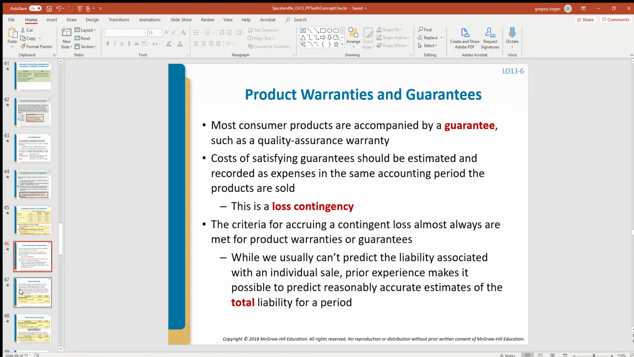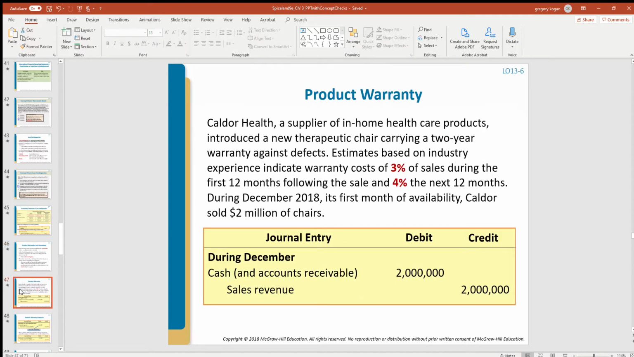The next topic we have here is product warranties and guarantees, and a warranty is automatically going to result in a contingency. For example, Caldera Health, a supplier of in-home healthcare products, introduced a new therapeutic chair carrying a 2-year warranty against defects. Estimates based on industry experience indicate warranty loss costs of 3% of sales during 12 months and 4% during the next 12 months. Okay, so now it's sold. First month of availability, they sold 2 million of chairs. So we can record the entry: debit cash, credit sales revenue.